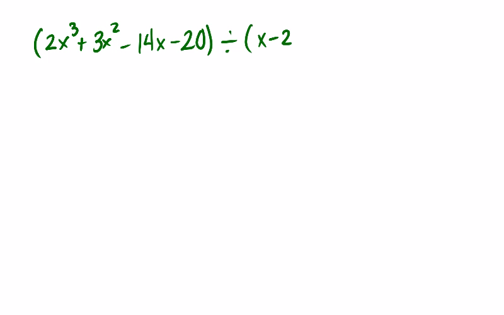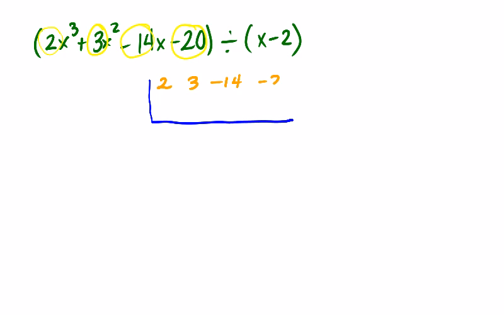Let's take for example, we're dividing 2x cubed plus 3x squared minus 14x minus 20, and it's all being divided by x minus 2, okay? First thing that we want to do is set it up. For synthetic division, you make a box that looks about like that. Then you take all the coefficients. Remember, coefficients are the numbers in front of variables. You put them on the inside of this long division box. So it'd go 2, 3, negative 14, and negative 20.